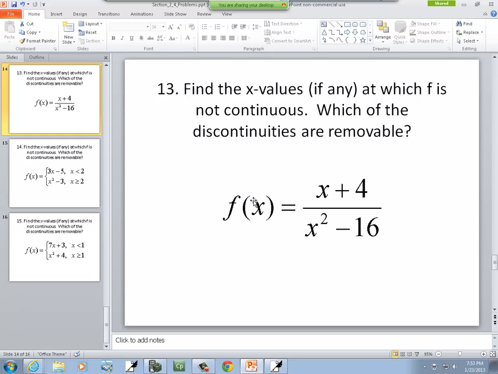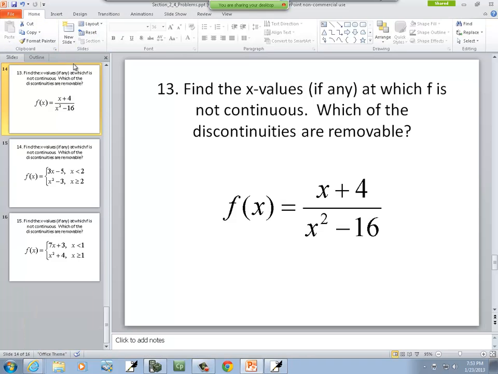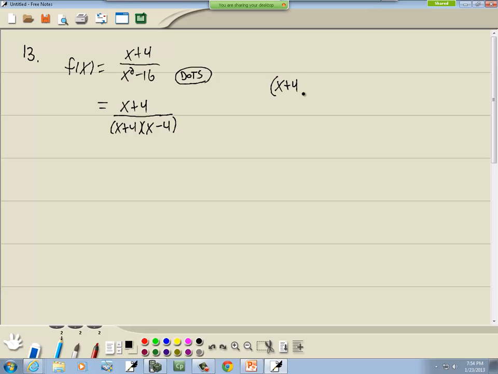And let's look at our next problem. We got f of x is equal to x plus 4 over x squared minus 16. Well, I can see I can factor the bottom part. That's the difference of two squares. So this becomes x plus 4 over x plus 4 times x minus 4. Well, we said whenever you have a fraction, you'll set the denominator equal to 0. So we'll set the denominator equal to 0.